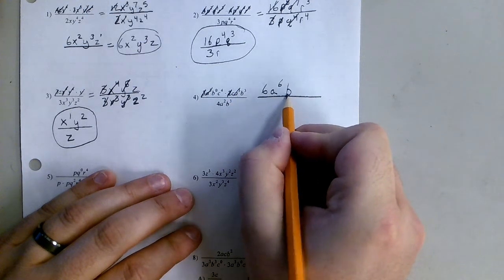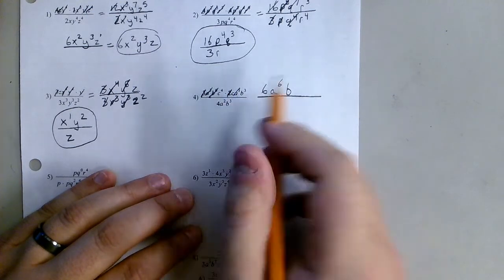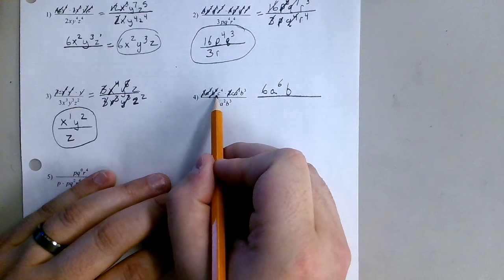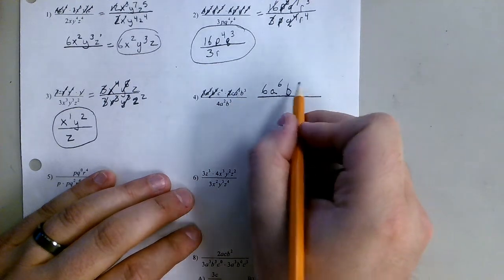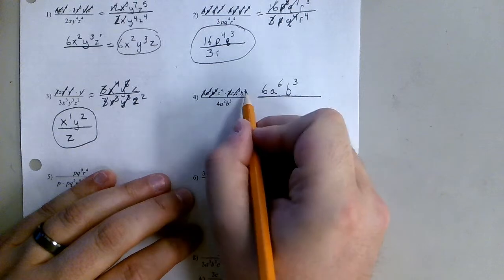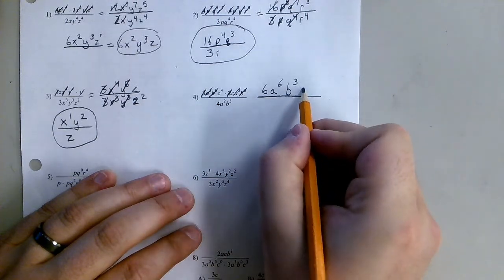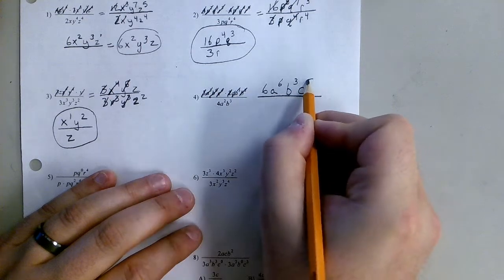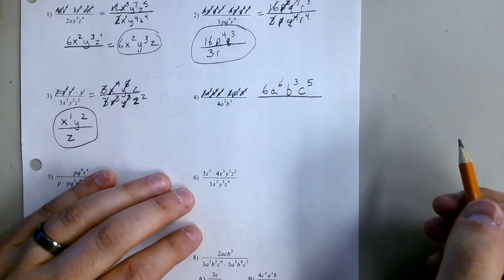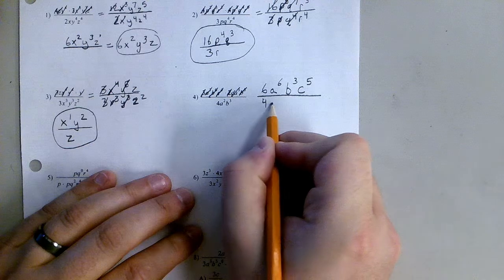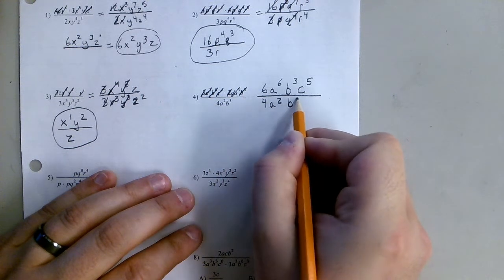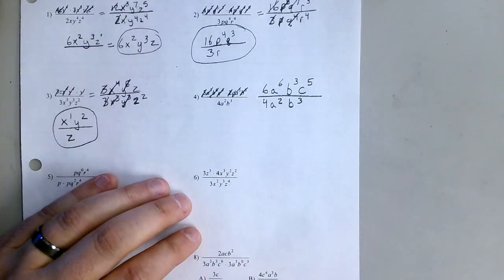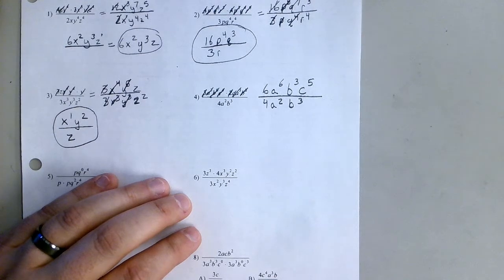Then I have my b's. I have a b to the 0, which is nothing, and then b to the 3rd, so just b to the 3rd. And then I have c. I have 4 here and 1 here, so that's c to the 5th power. Then on the bottom, we've got 4a squared b to the 3rd, because there's nothing that can go together, so we're just done.